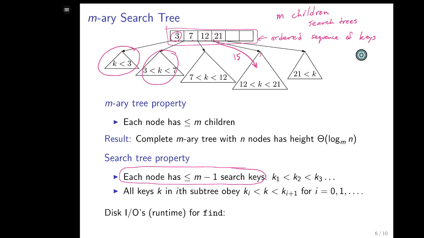Any question about this? Yeah. Sorry, I'm still not too sure what you mean by M minus 1 search keys. For example, from 3 to 7, there are three different keys that can go into the frame. And then between 7 and 12, there are four keys that can go into the frame.